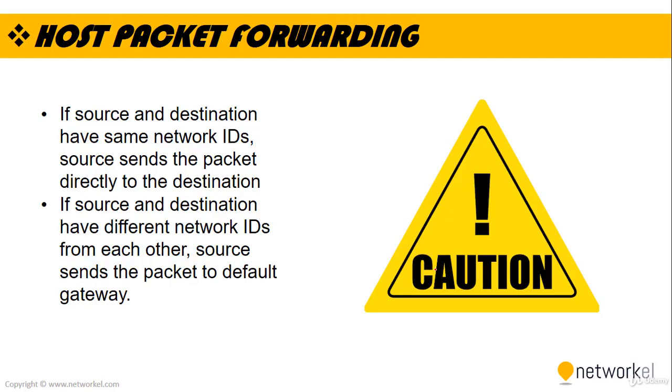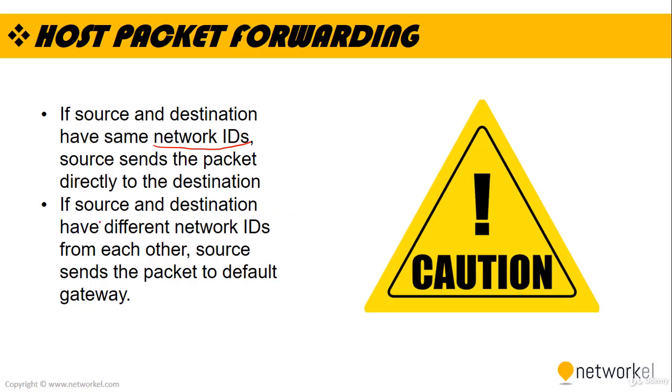Let's take a look at the routing process now. If source and destination have the same network IDs, the source sends the packet directly to the destination, guys. That's a really important thing that you should keep in mind. But what is a network ID? Network ID is a portion of the IP address that is used to identify individuals or devices on a network, such as a local area network or the internet. In later sections, we'll see how we can calculate the network ID value as well.